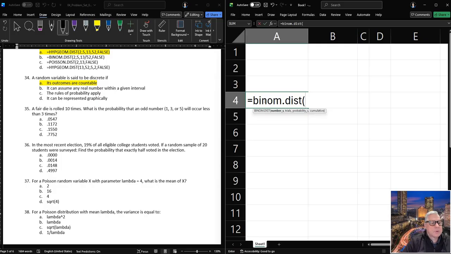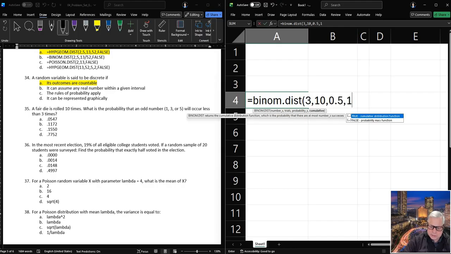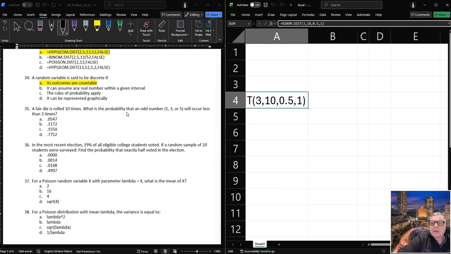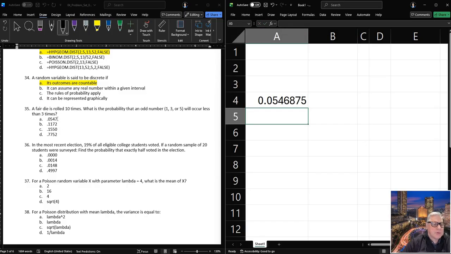Less than 3 times, so we have the number of successes 3, but it's cumulative, in 10 trials. Success probability is 0.5, but now it is cumulative. So that's 17%. Well, which we don't see here, so I must have made a mistake. Oh, less than 3 times, so it's not 3, less than 3 is 2. So now we have 5%.